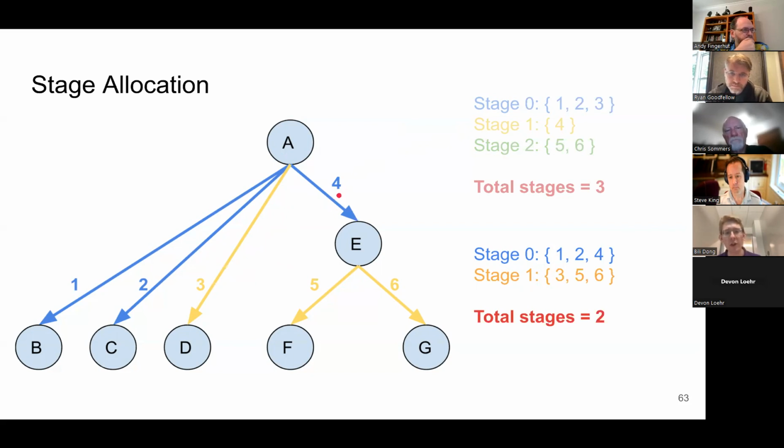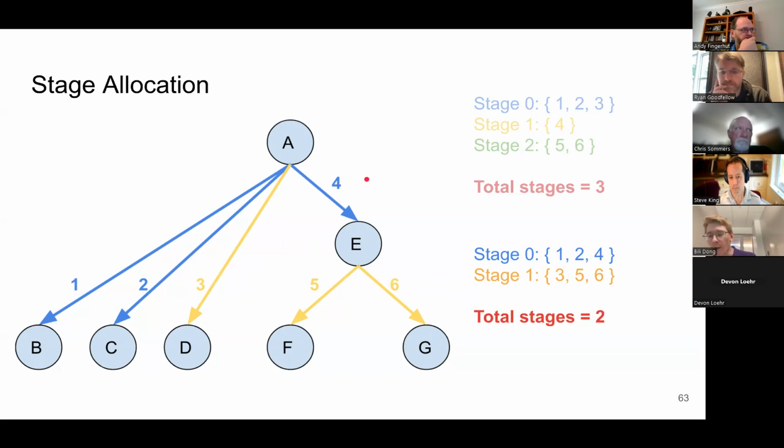So actually doing this allocation optimally involves reasoning about stuff like the length of paths in the graph. So we'd like to put 4 earlier because it's part of a longer path, but also the relative priority of edges and how the patterns of those edges intersect.